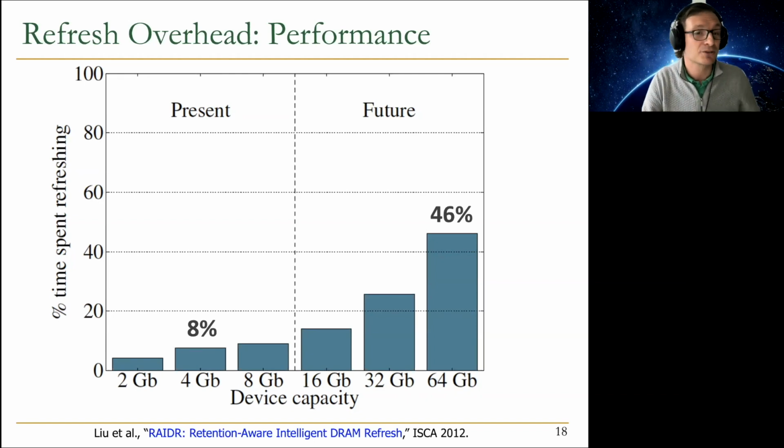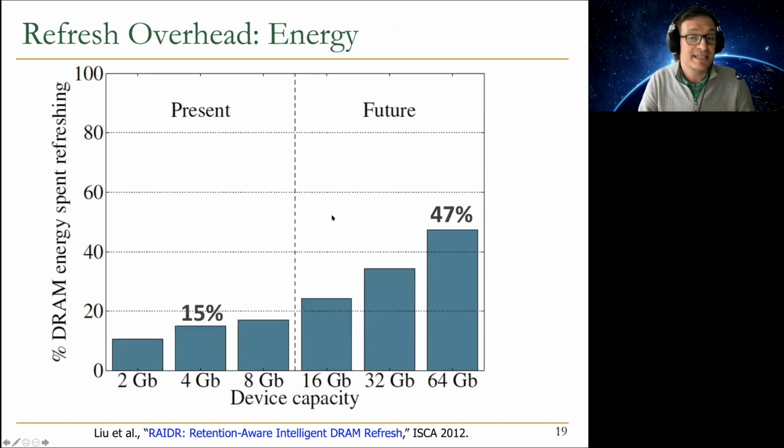Now, this doesn't sound good, right? Basically, half of the throughput of the DRAM chip is wasted on refresh. So clearly, this is not an efficient system. Okay, now let's take a look at the energy overhead.